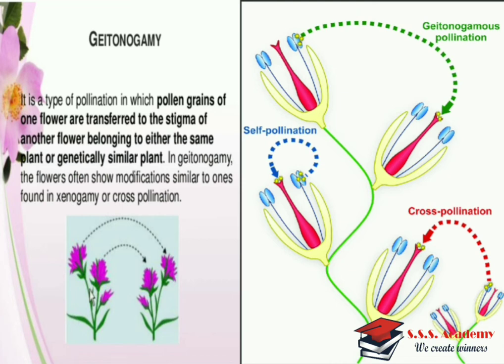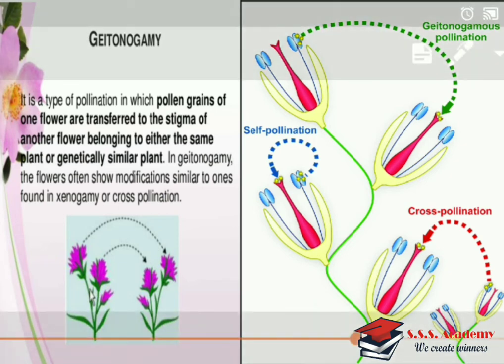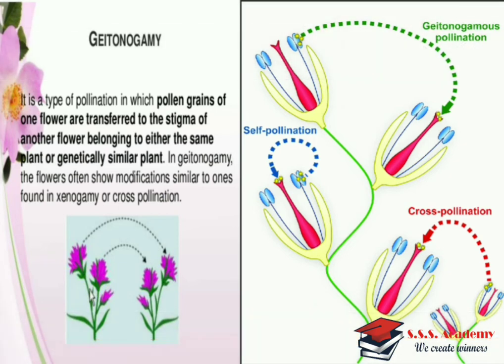So it is a type of, अभी लेफ्ट हैंड साइड वाला डायग्राम देखो, it is a type of pollination in which pollen grains of one flower are transferred to the stigma of another flower belonging to either the same plant or genetically similar plant. In geitonogamy, the flowers often show modifications similar to the ones that are found in xenogamy or cross pollination. Okay, so that is nothing but geitonogamy. तो उसमें क्या, two different flowers of the same plant. So that somewhat refers to geitonogamy.